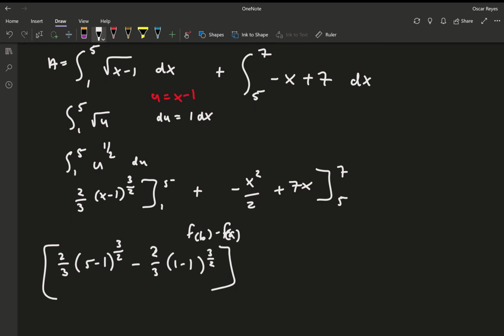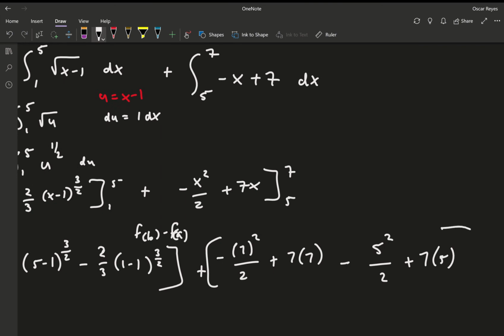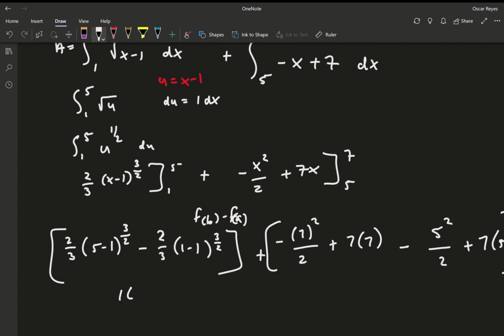And if we apply f of b minus f of a to the second part, it's going to be plus negative 7 squared over 2 plus 7 times 7, minus negative x squared over 2, actually plugging in 5 for the x, plus 7 times 5. And if we solve this, what we're left with on the left side is 16/3 plus 2, which gives us 22/3.